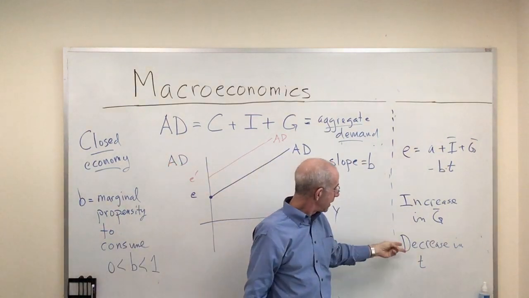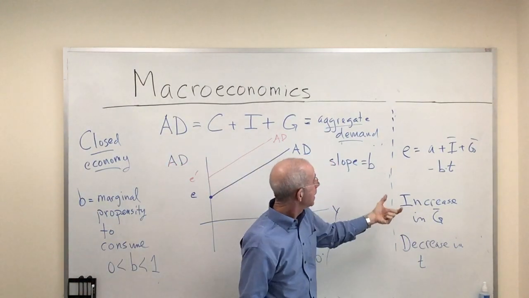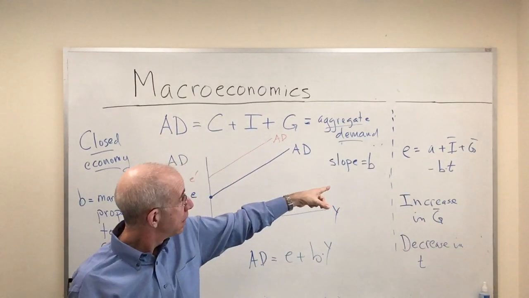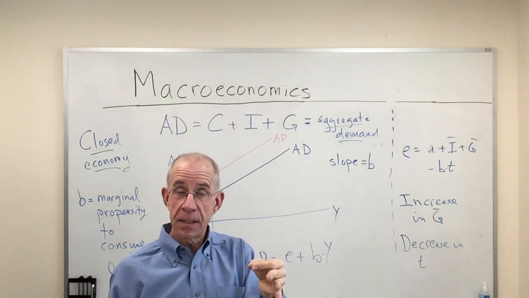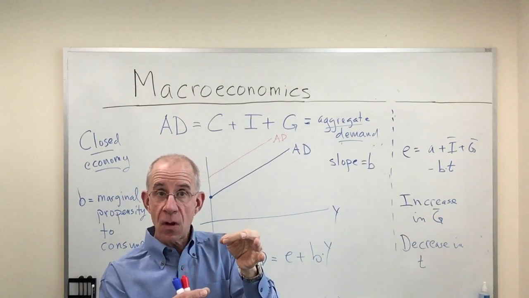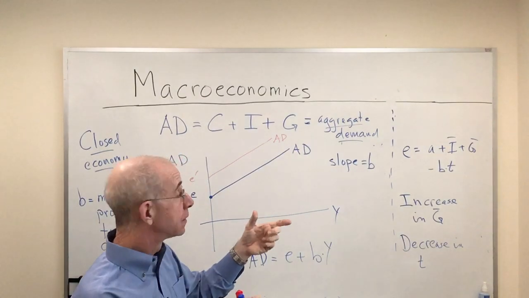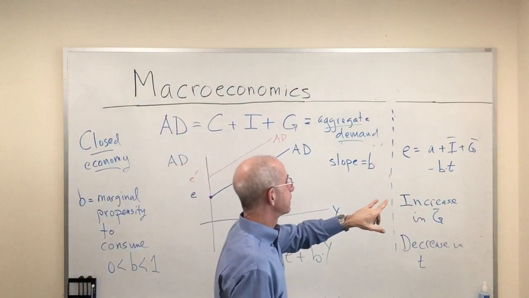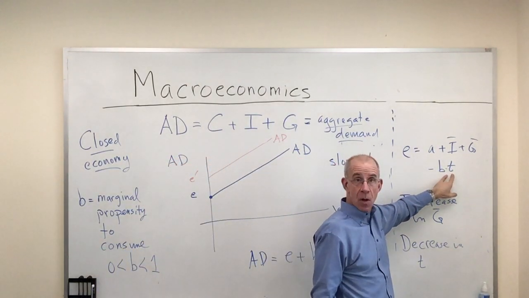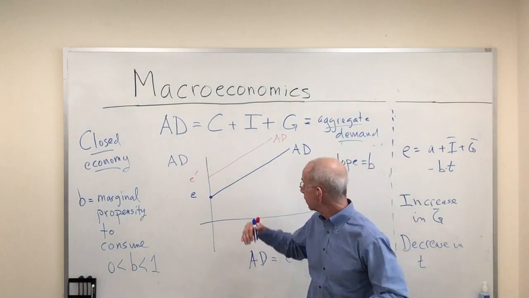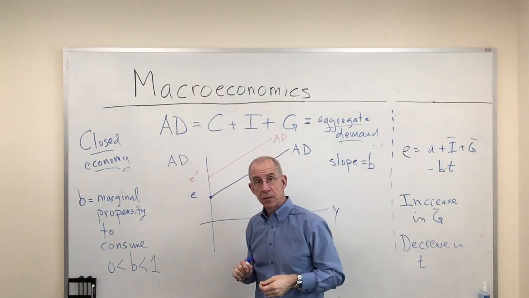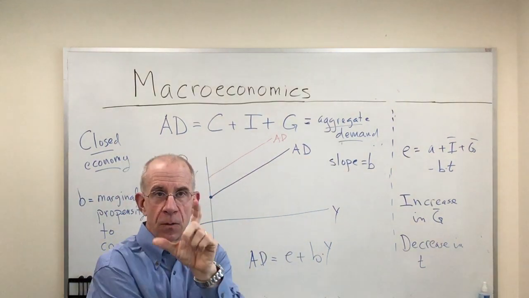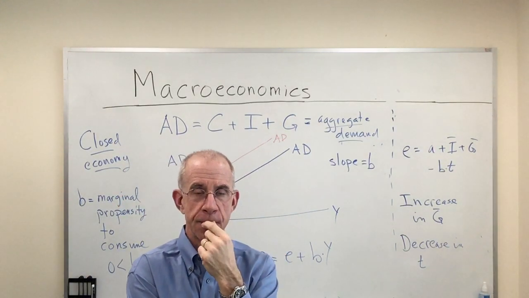If you have a decrease in taxes, if T gets smaller, okay, you'll notice that T is multiplied times minus B. If T gets smaller, that intercept gets bigger. You're subtracting off a smaller number. If T gets smaller, you're subtracting off a smaller number. This line shifts up.